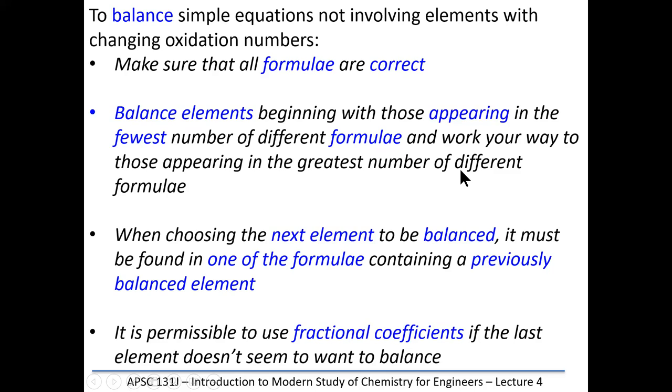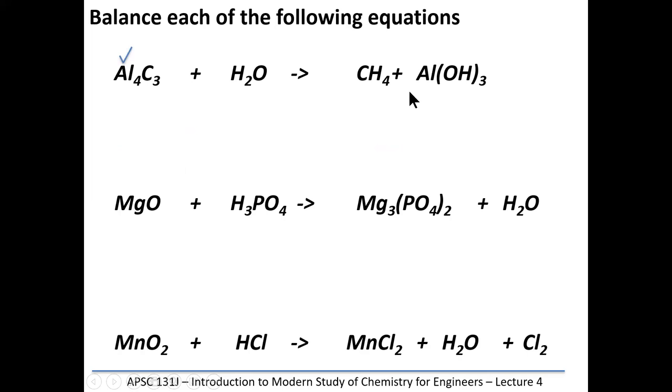If I have four aluminums on the left, I'm going to look and see aluminum's only in two places, so I could start with it. Carbon is in two places. I could very well have started with it. Hydrogen is in three places, so I'm not going to use hydrogen. Oxygen is in two places. In this case, I could have started with that, but I'm just going to start with the aluminum.